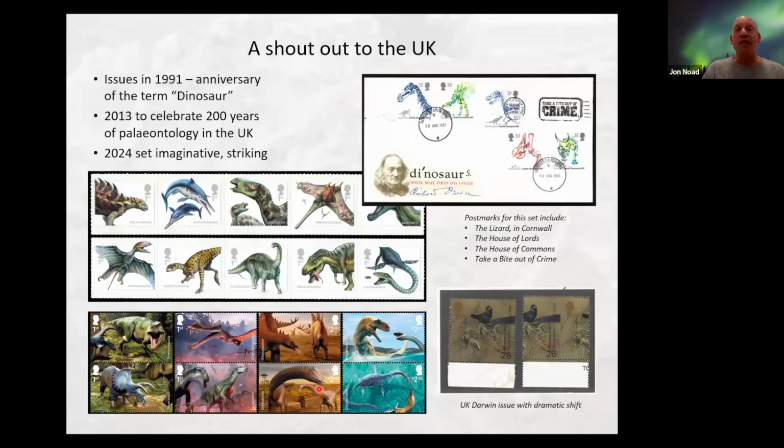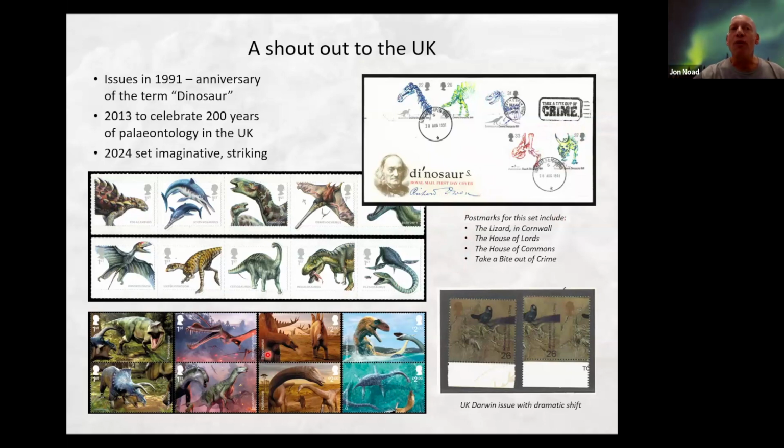So I just wanted to shout out to the UK while we're going through, and I've mentioned already, you can probably tell I'm from England originally, but these are just some fun examples from some of the dinosaur sets. So the dinosaur set in 1991, we have some funny name places in England, just like you do in America as well. And so some of the postmarks that you could get for this set were from the Lizard in Cornwall. The House of Lords was a very popular one because I think that's quite funny actually. This one here, they were having a crime spree at that time, so there's "Take a Bite Out of Crime" was another postmark on there, which is fantastic as well.